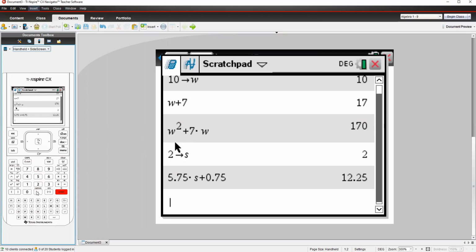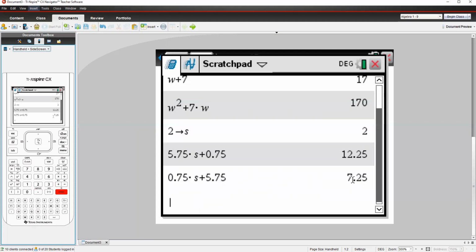So the next one is 0.75 times S plus 5.75. Press enter, and that's my answer. You can see when I type in the second expression, the second function, I get an output of 7.25. So that would be my answer.